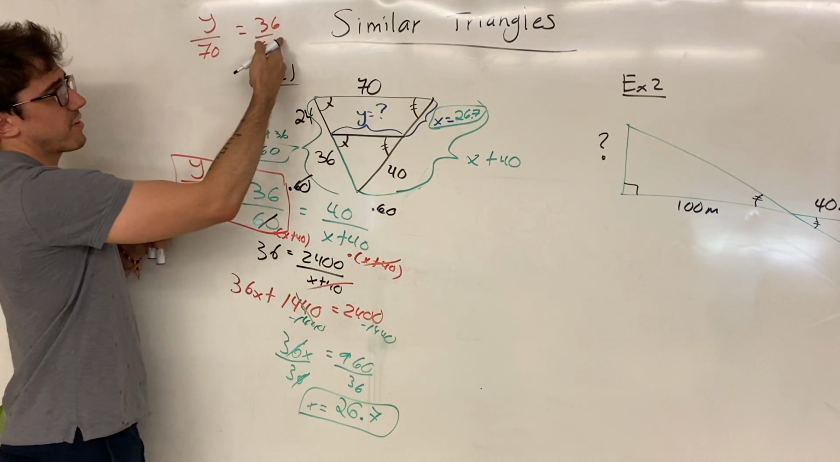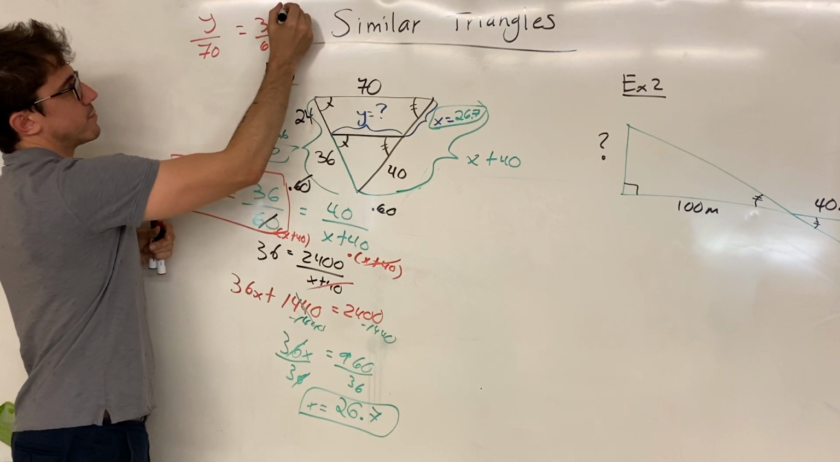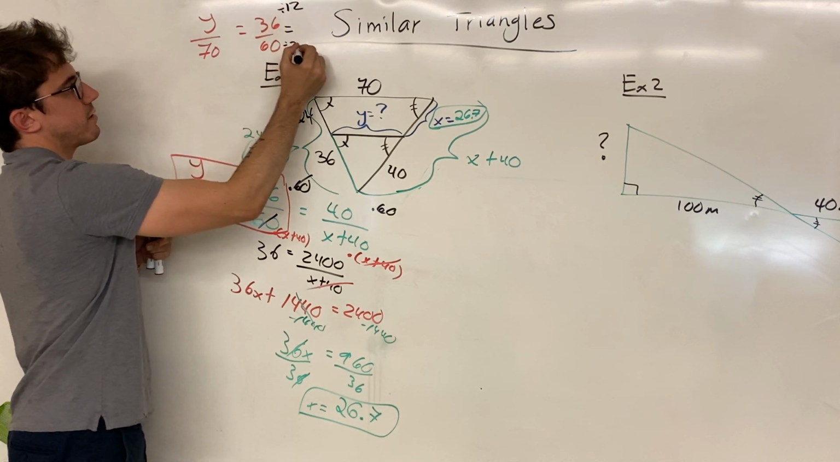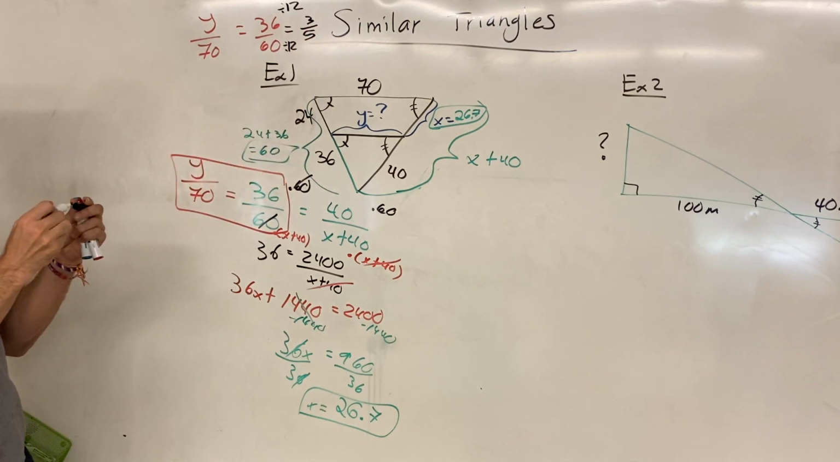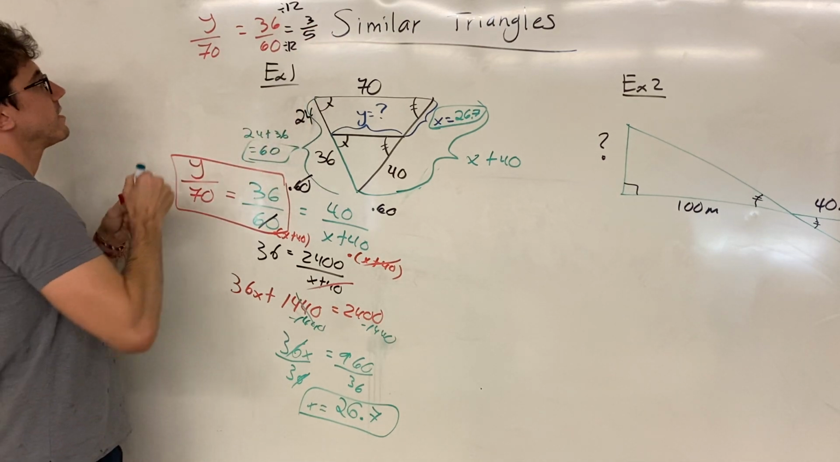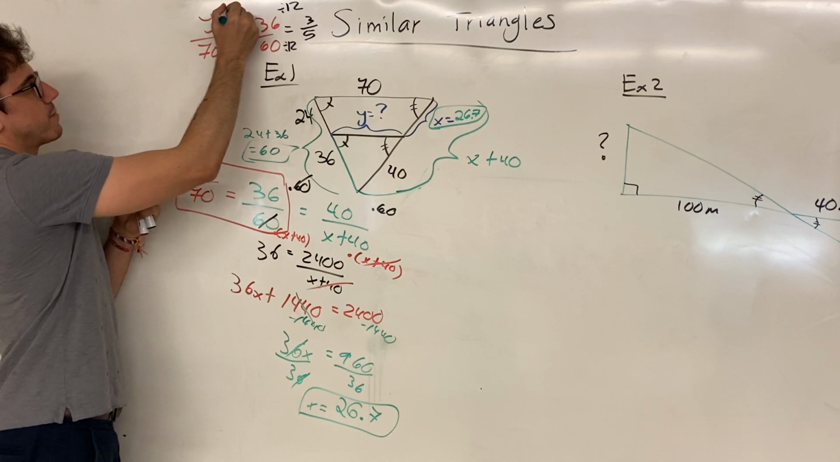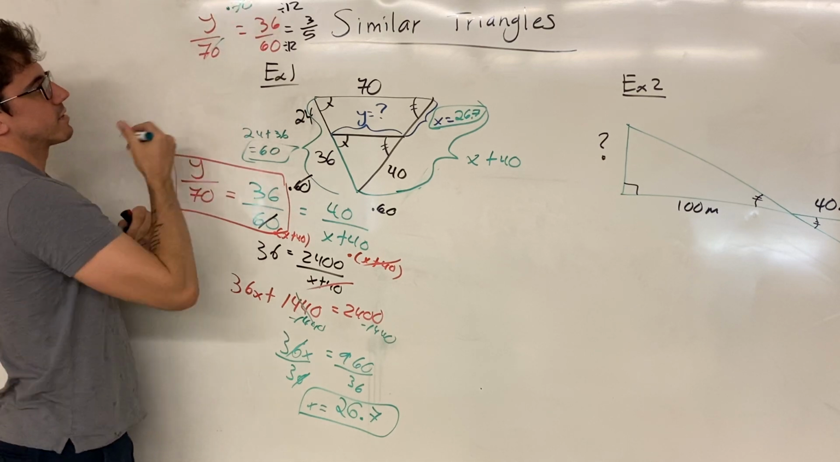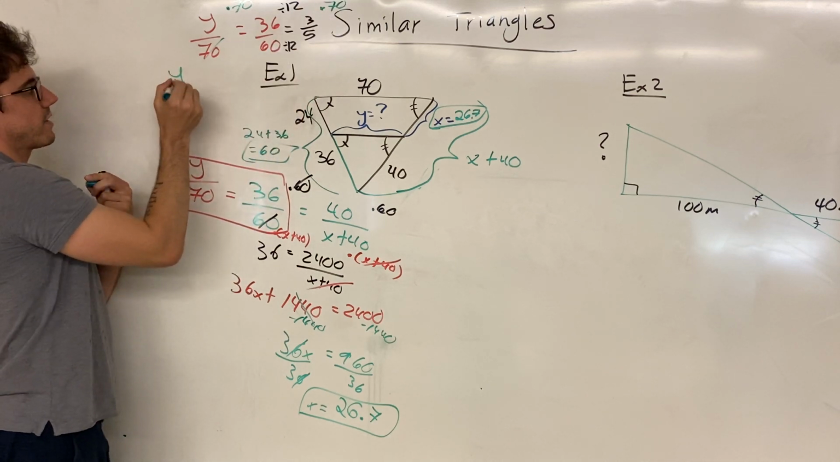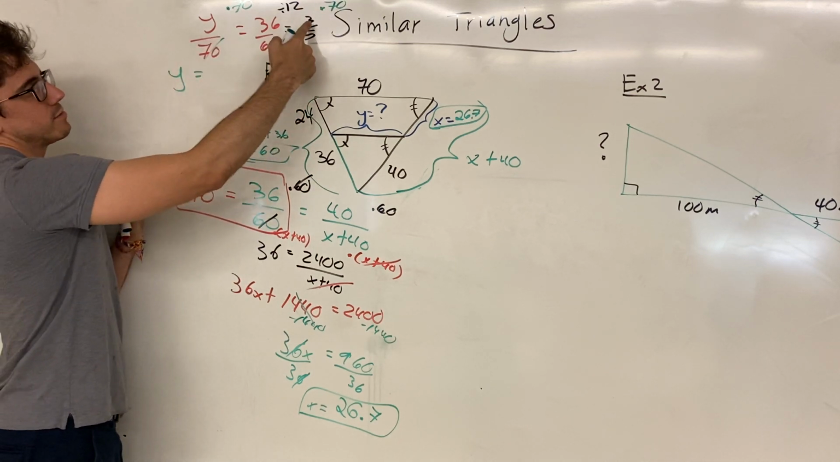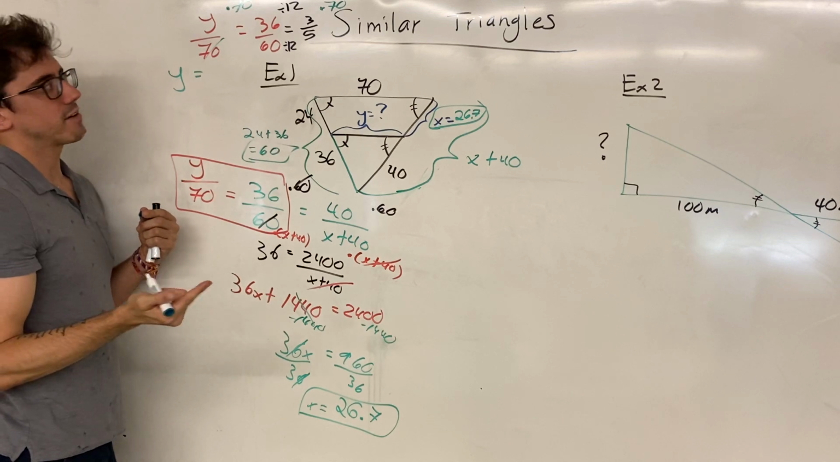We can even simplify 36 over 60. We can divide both of those numbers by 12, and we get 3 over 5. And now, since all we're looking for is this y value, we can multiply both sides by 70 to get rid of our denominator. Multiply 3/5 by 70, and we'll find our solution that y is equal to 3/5 times 70. You can do that out for yourself.